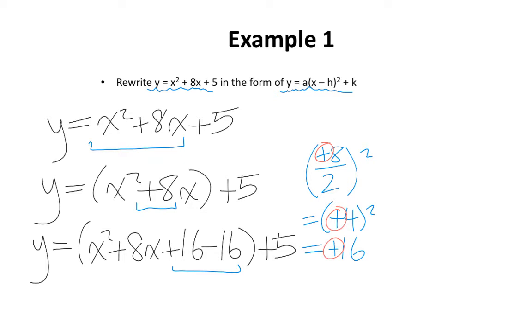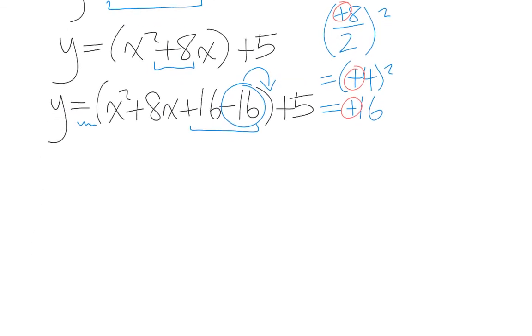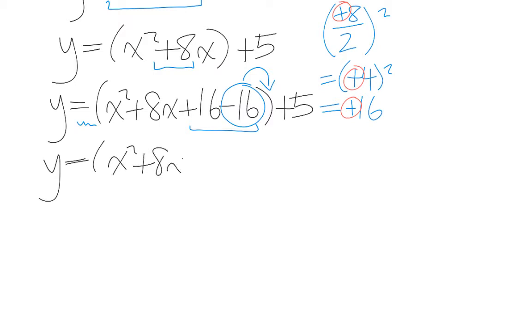At this point, you want to take a look at the negative 16 and move it outside of the brackets. Now, if there was a coefficient in front of the brackets, you would have to multiply negative 16 by that coefficient before moving it outside of the brackets. However, in this situation, it is positive 1, so it doesn't change anything. So in this step, everything stays the same, and the only thing I'm doing is moving that negative 16 to outside of the brackets.